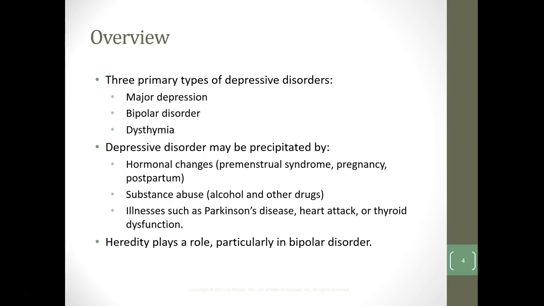So for an overview of the description of depression, this chapter talks about the treatment of depression. There are three primary types of depressive disorders: major depression, bipolar disorder, and dysthymia.